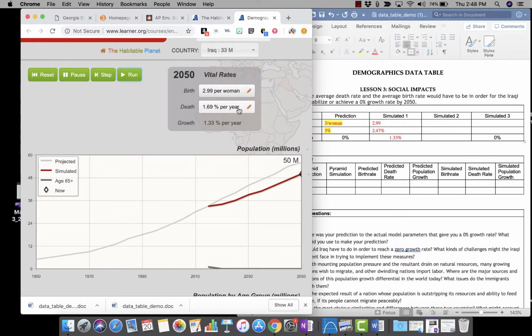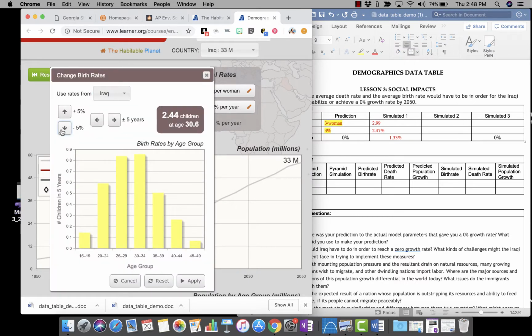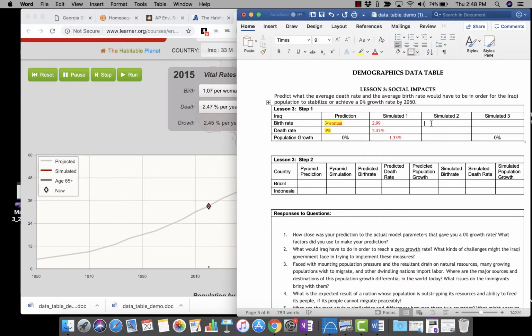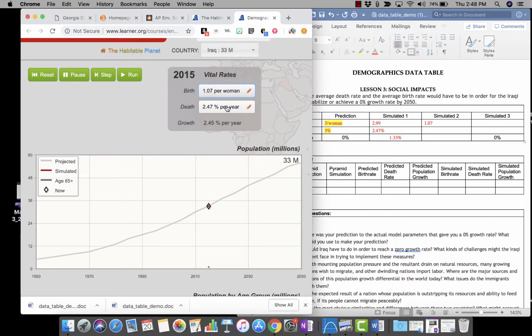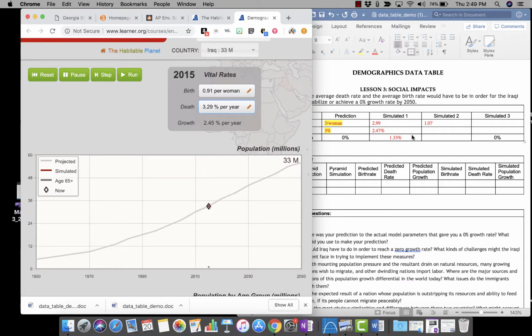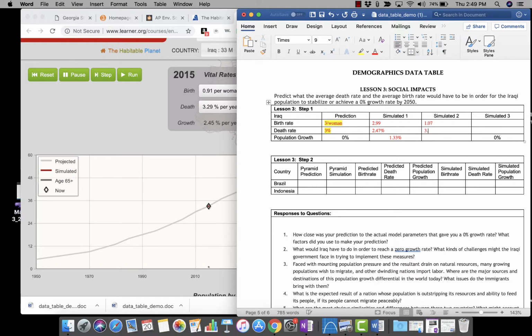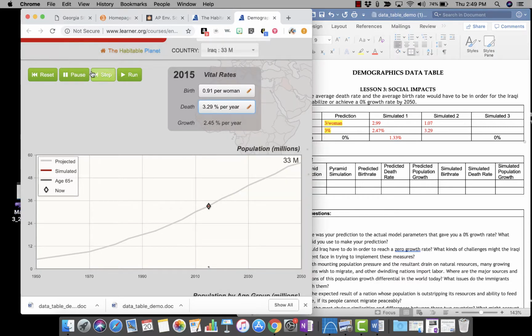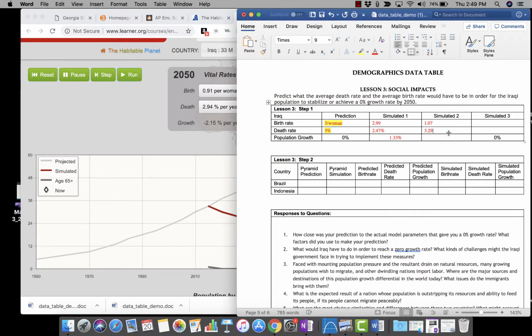Okay, so let's go down, maybe like 1. What about that? Let's do 1.07. And then let's keep this up at 3.29. Let's try that. So that's way too low.